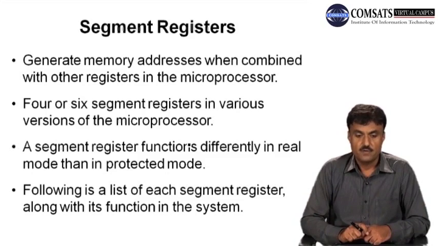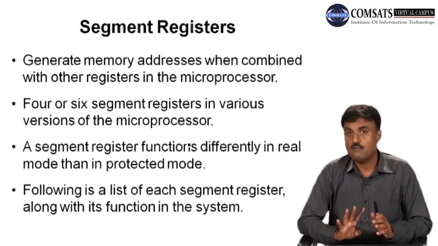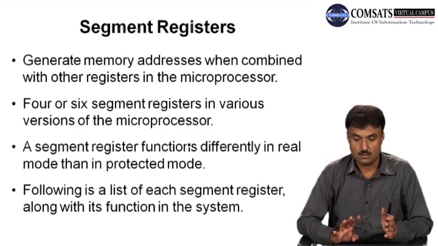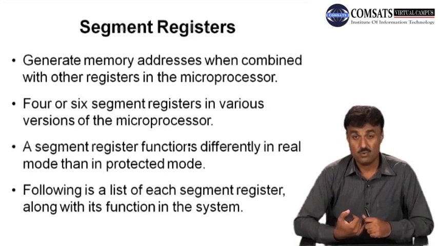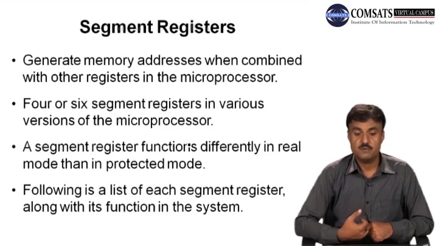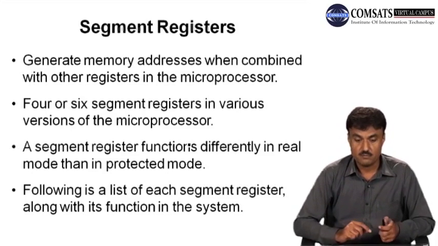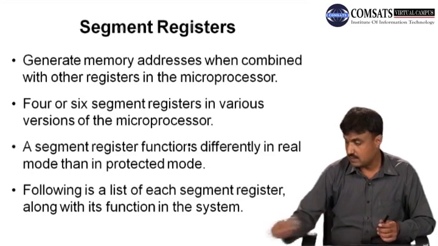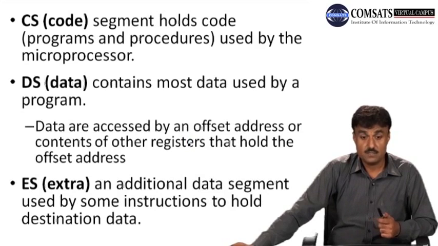We will see 4 or 6 segment registers in various versions of the microprocessor. These 4 are very common in all the architectures: data segment, stack segment, extra segment, and code segment. A segment register functions differently in real mode than in protected mode. So we will discuss what is real mode and what is protected mode, and the purpose of each of these registers.